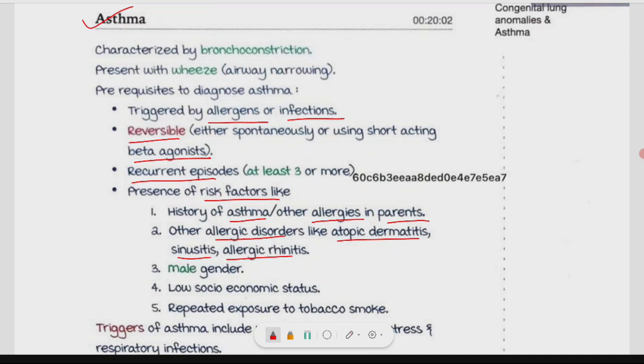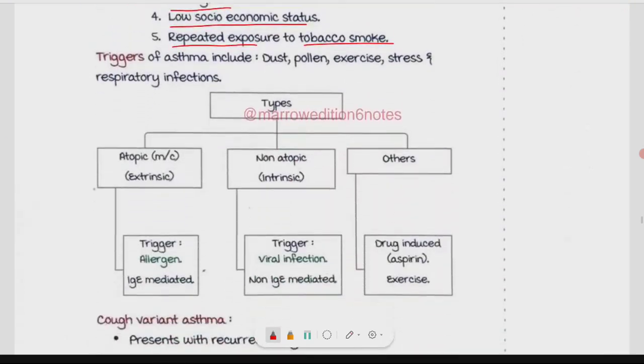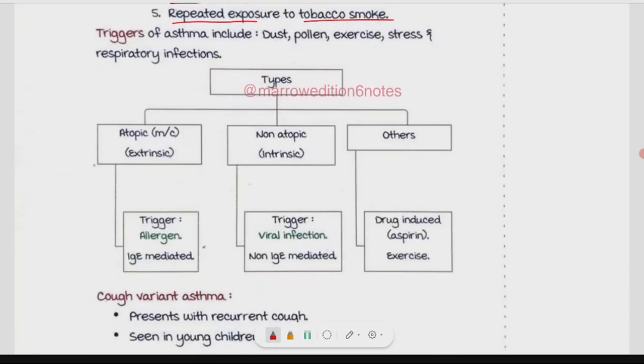Asthma is more common in male gender, more common in low socioeconomic status people, and repeated exposure to tobacco smoke also increases the risk of asthma. Triggers of asthma include dust, pollen, exercise, stress, and respiratory infections. There can be different types of asthma based on the trigger.